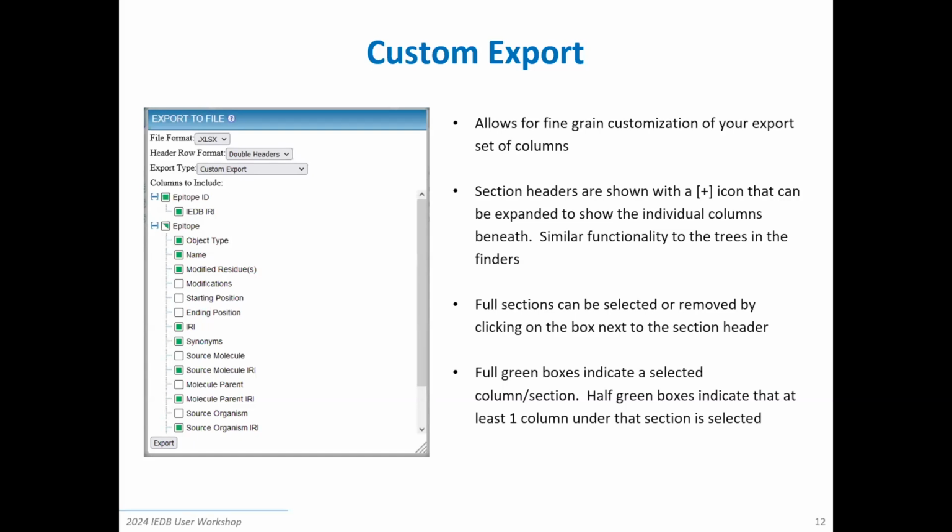You can pick and choose any of the fields that you want in here, and you can add or remove entire sections or fields by just clicking on the box next to it. As you can see, if it's a full green box, you're selecting everything underneath that. If it's a half green box, it means you've selected some fields underneath that. So when they're collapsed, you can see, okay, I have one or more of the epitope fields selected. But up here, you can see that you have none of it. If there's no green in there, then you have not selected that section at all.